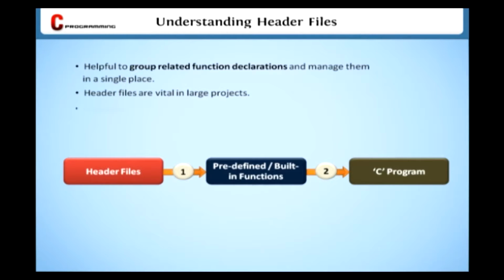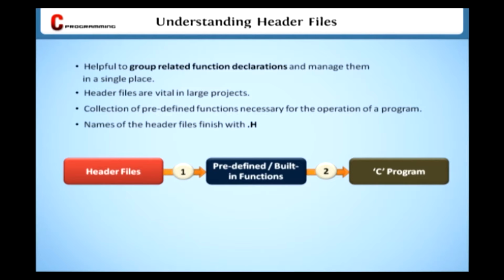The header files are a collection of predefined functions necessary for the operation of a program, whether in a section written by the user or as an element of the standard libraries of the C language. By convention, the names of the header files end with .h. The suffix .h is used in the header files which are provided with the operating system. We can also make our own header files if we need. We will discuss this later.